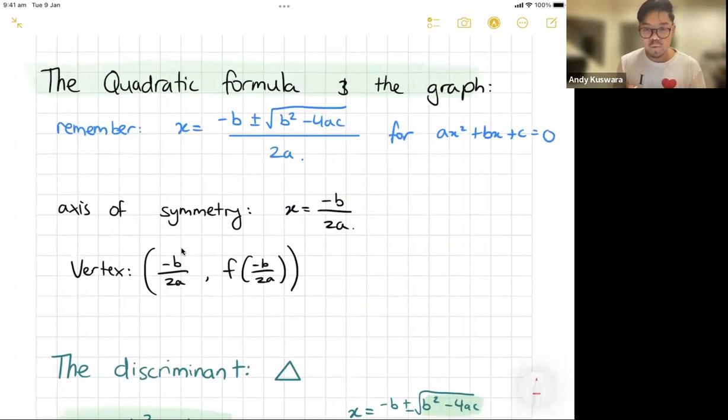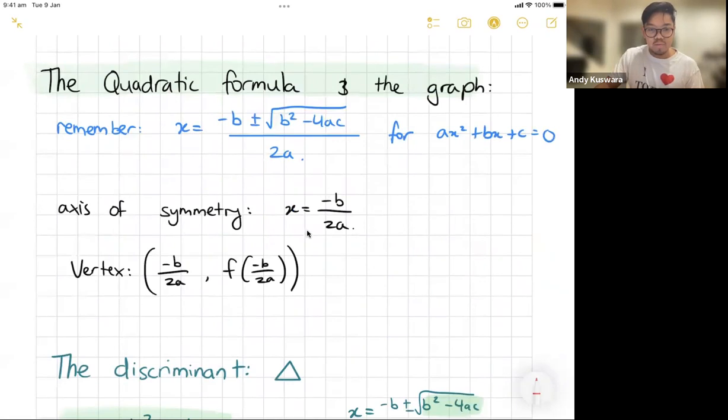I've put the quadratic formula up there for you. And just remembering that it needs to be in the form of ax squared plus bx plus c. So a is always the coefficient of the x squared, b is always the coefficient of the x, and c is always the constant. Okay.